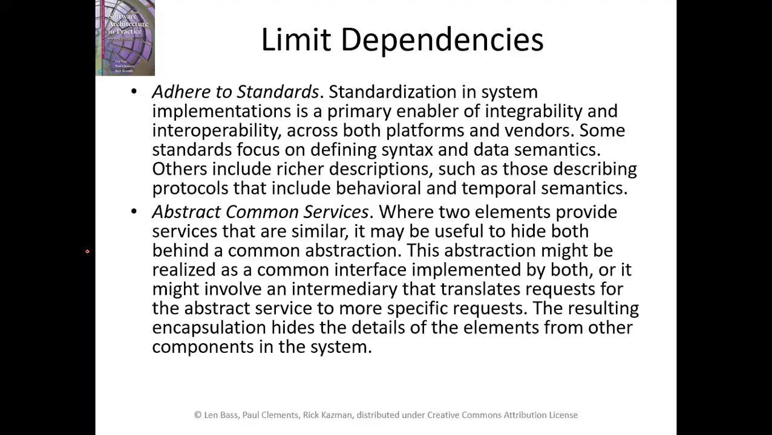Abstract common services. When two elements provide services that are similar, find the parts that are similar in them. By the way, they should not be absolutely similar. If they are providing completely similar duties, then why make them two different things? Just use only one. So we expect that they are not going to be completely similar. They are going to be very similar, but probably with just a few differences. In this situation, it is important to hide them behind a common abstraction.